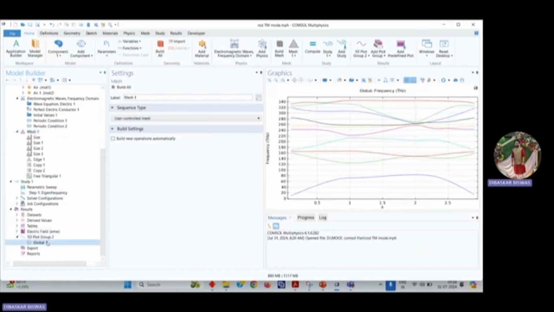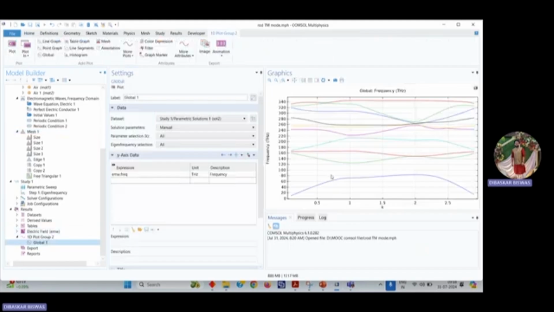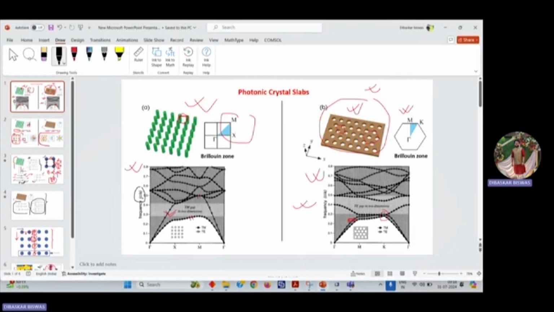So you get this kind of band structure. This is for the TM mode. Okay, for the TM mode, you see this is the first band, and the second and third bands actually meet here. So if you go to this structure again, for the TM mode, this is the first band, and the second and third bands meet here. Okay, so this is the TM gap. So that's how you calculate the band diagram.